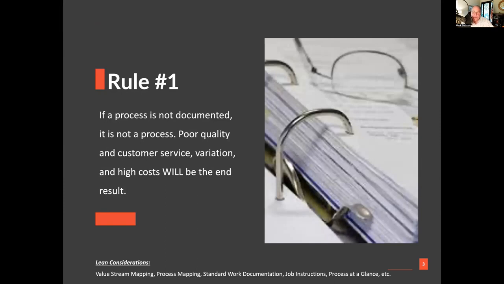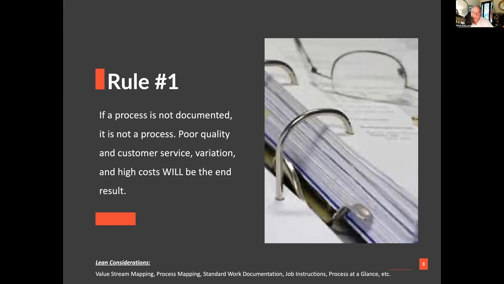If a process is not documented, it's not a process. Okay. Period. So anybody who says to you, "Do you have a process for that?" "Oh, yeah, we have a process for that." "Can you show it to me?" "We don't have it written down, but we kind of know." Oh, you kind of know.